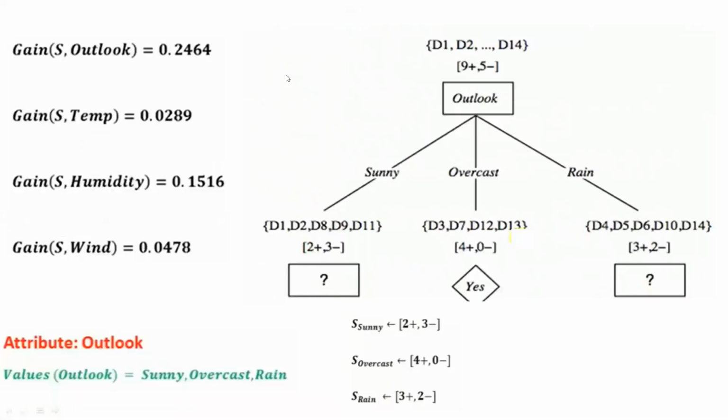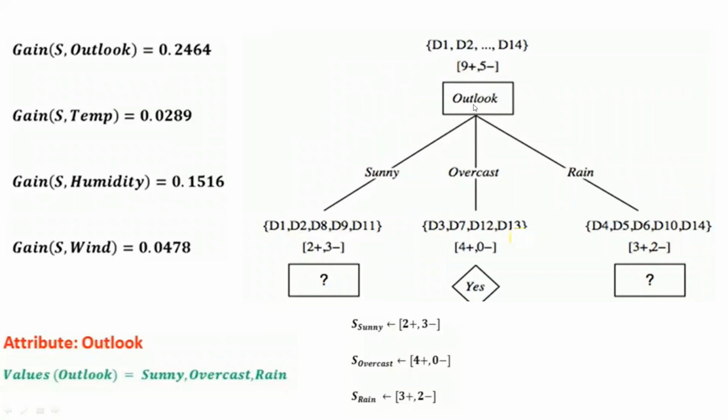Now, if you observe carefully, we have calculated information gain for each and every attribute. Which has the greatest value? Outlook has 0.24, temperature has 0.02, humidity has 0.15, and wind has 0.04, out of which outlook has the highest information gain. Hence, you can take this attribute as the root node.